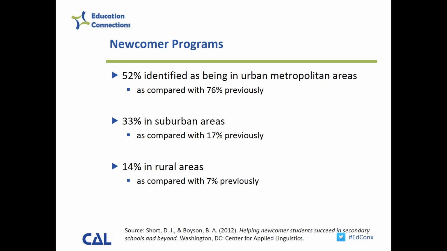The newcomer programs shifted demographically. Originally 76% of the programs were in urban metropolitan areas. But in the latest poll, that had dropped to 52%, while the programs in both suburban and rural areas grew. The suburban areas grew from 17% to 33%, and in the rural areas, the centers grew from 7% to 14%.